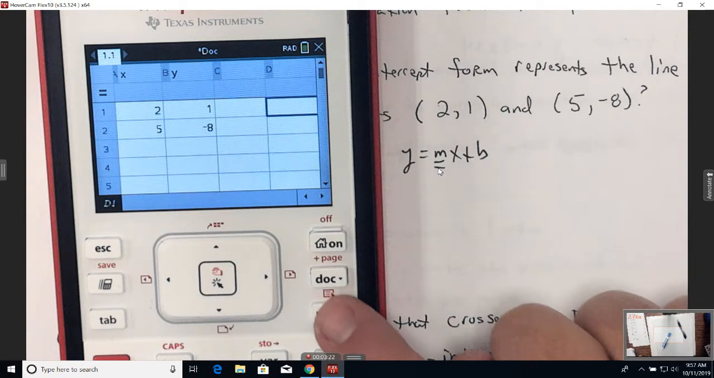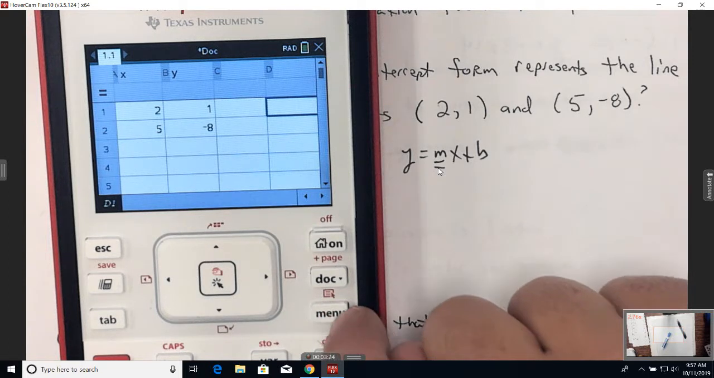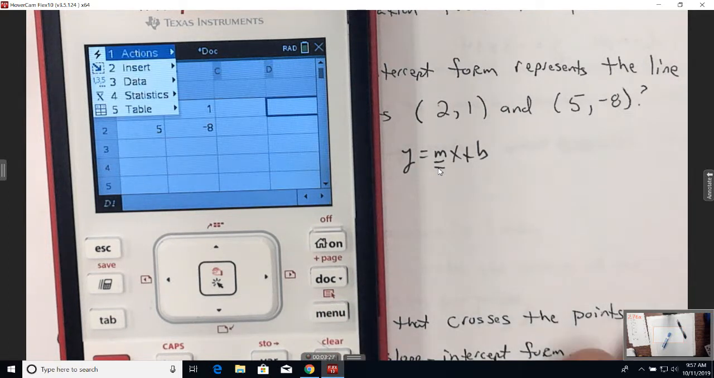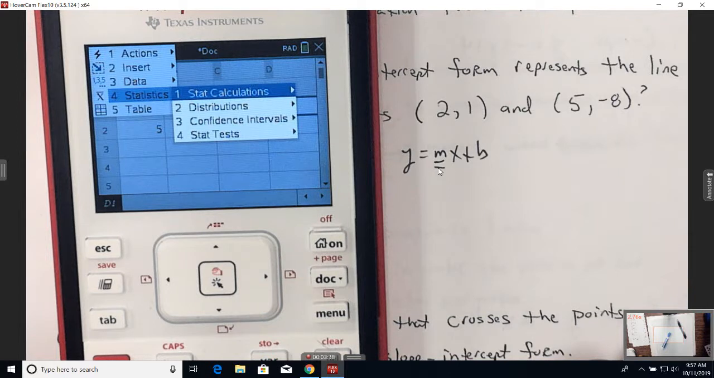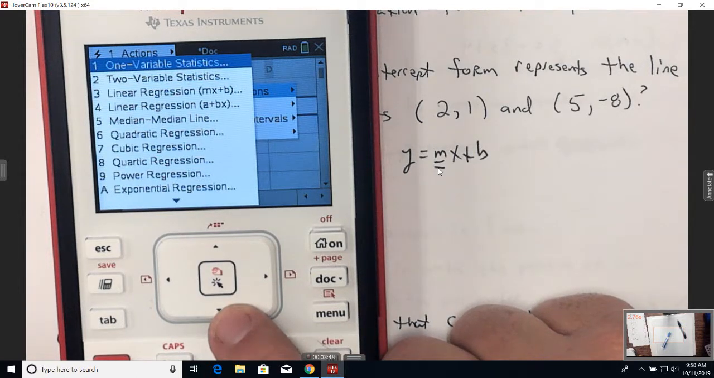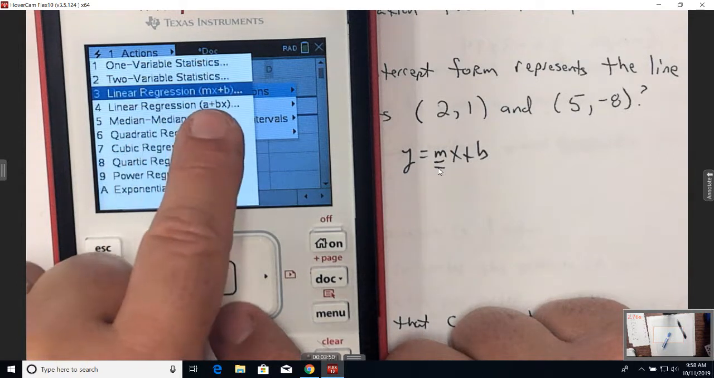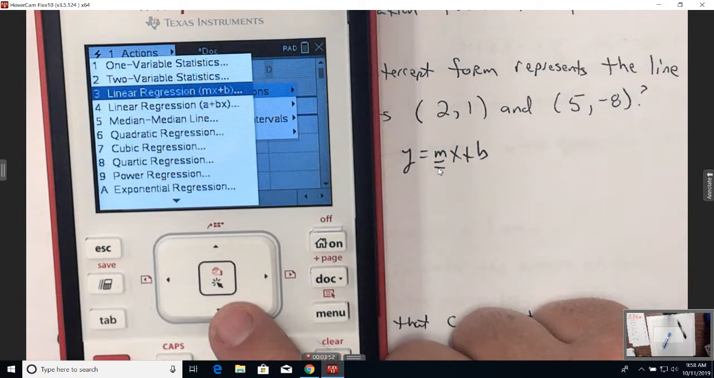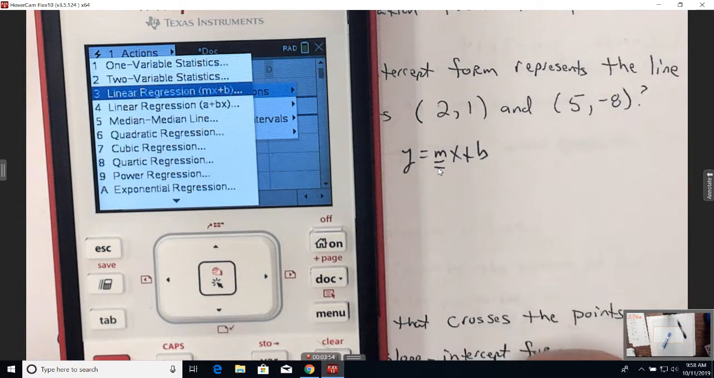Hit Menu. That way we can get our calculator to tell us what the slope is and the y-intercept. Now, from Menu, I'm going to go to Statistics, which is number 4. So I can hit 4 or just highlight it and hit Enter. And then I want to do some sort of stat calculation, which is 1. Now, I want to come up with an equation of a line in slope-intercept form, and that is number 3. So I go to number 3.